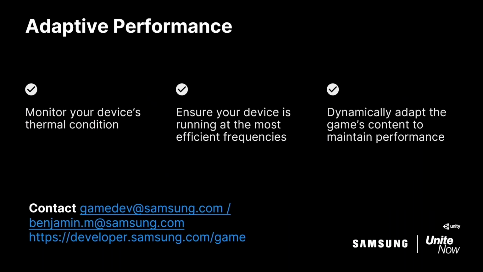So to make a final summary of what I said in the last approximately 30 minutes, adaptive performance does three major things. It monitors and reports your device's thermal condition. It ensures your device is running at the most efficient frequencies at all times to maintain performance. And it also dynamically adapts the game's performance, the game's content to maintain performance.